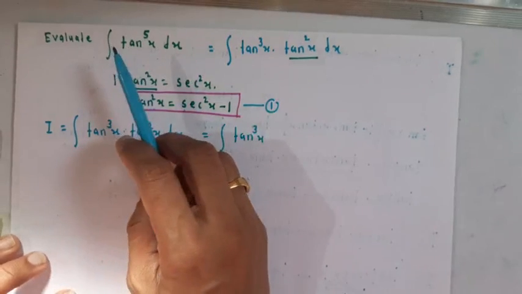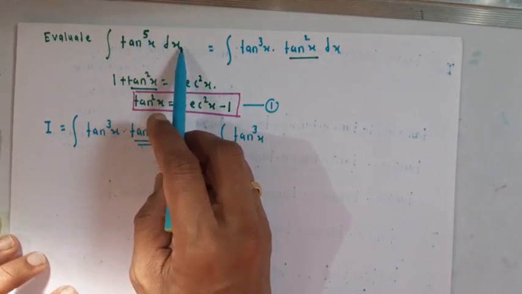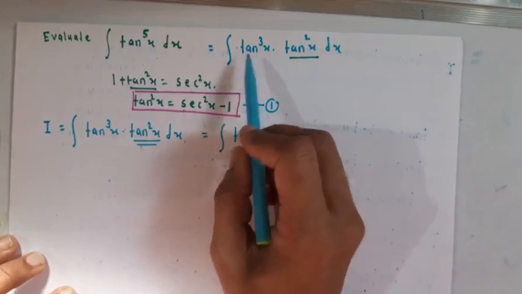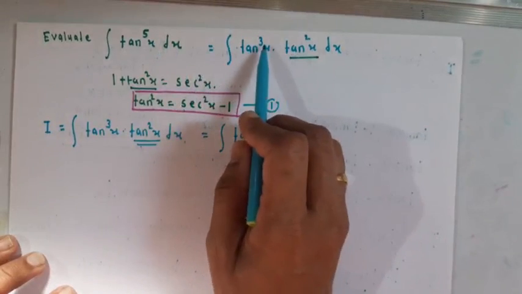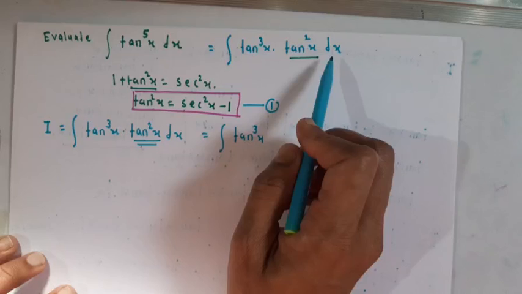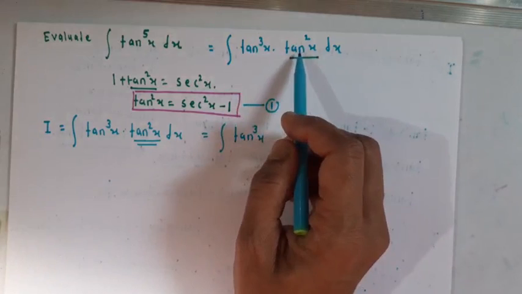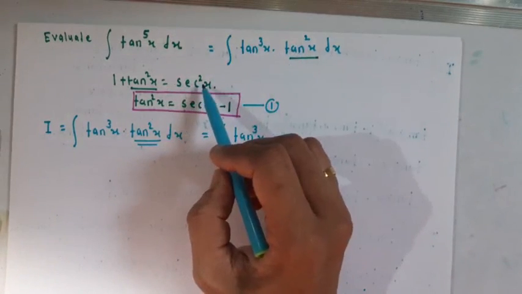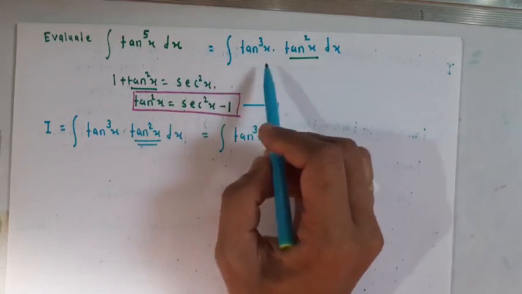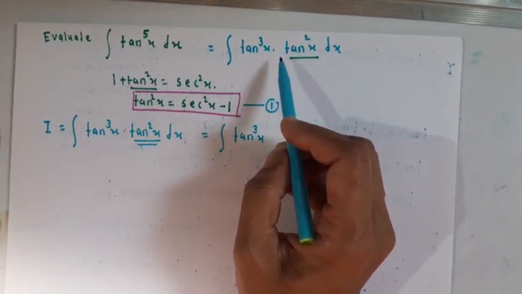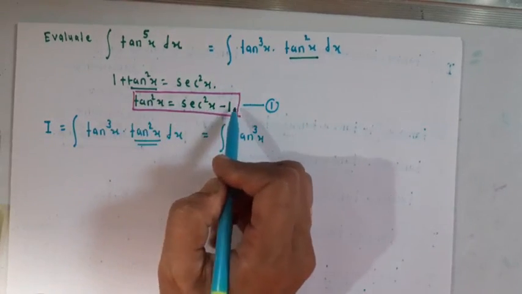Let us take an example: integration of tan raised to 5x with respect to x. We can write tan raised to 5x as tan cube of x into tan square of x. Okay students, why have we converted it like this? Because we know the relation between tan square and sec square, and we know that the differentiation of tan x is sec square of x, and that will make the substitution easy for us. So let tan square of x equal sec square of x minus 1.